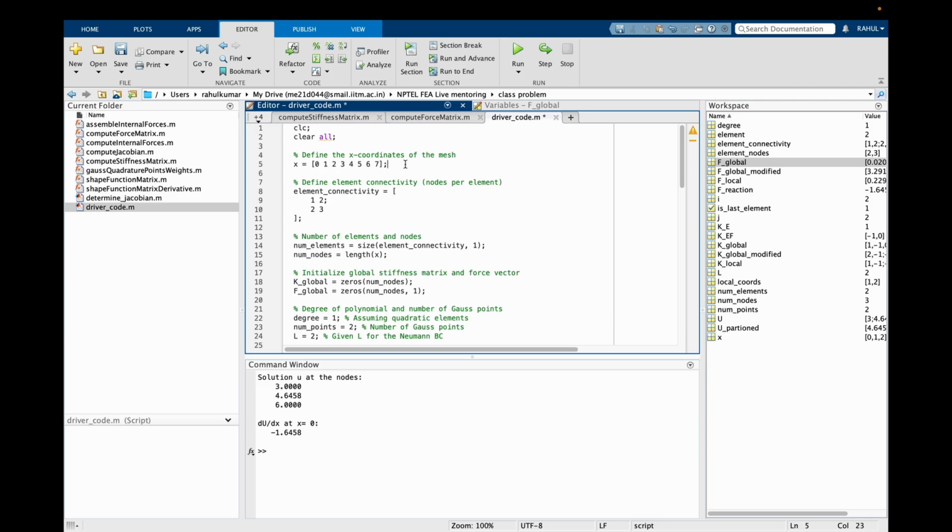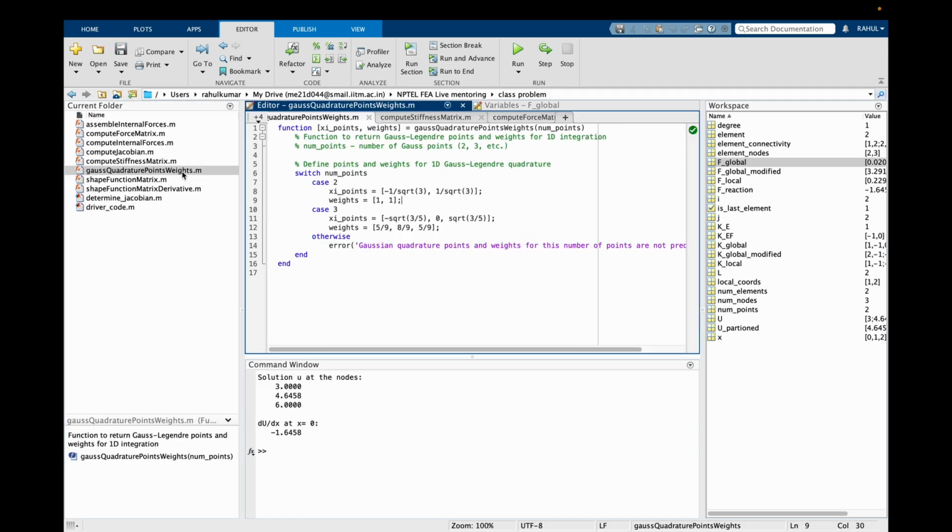For cubic elements we need 4 points, right? Yes, sir. Okay, we need 4 points.